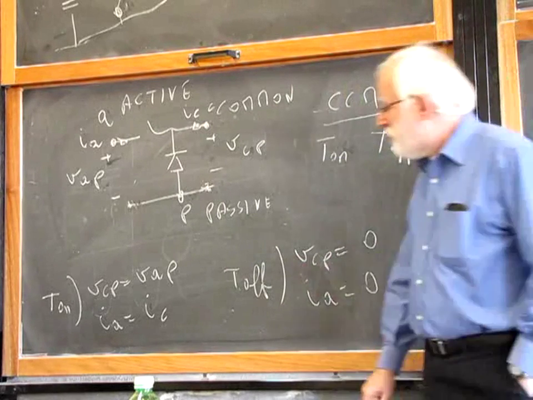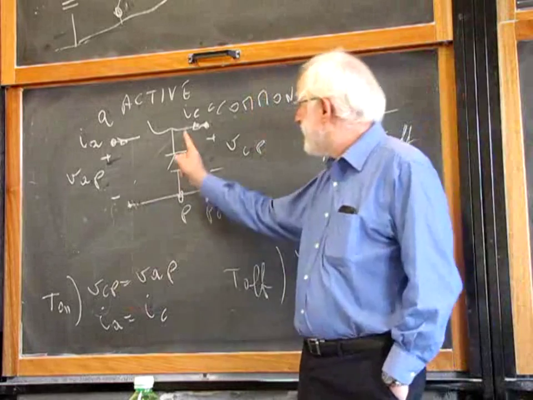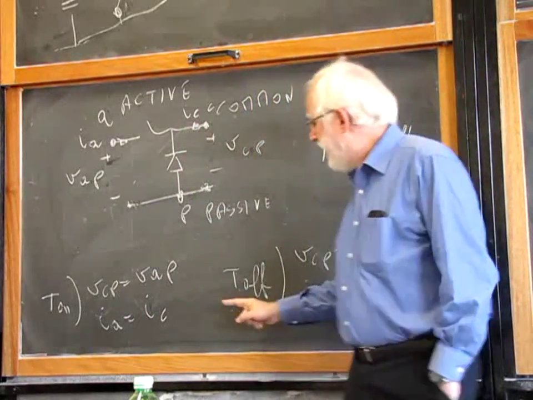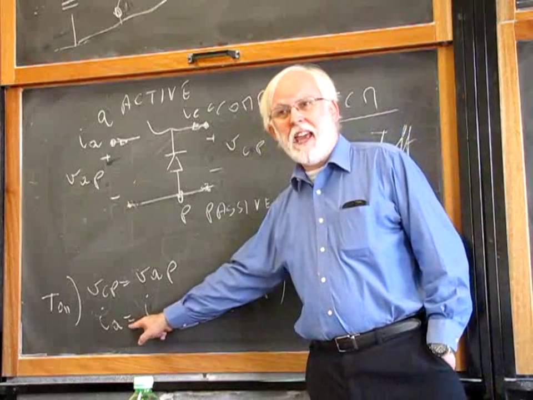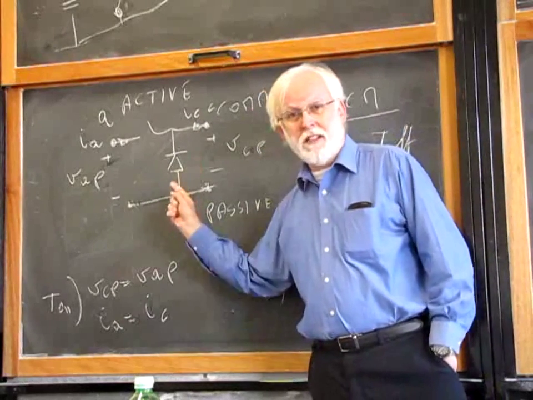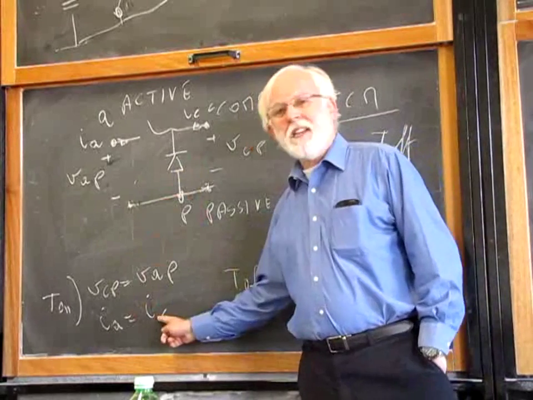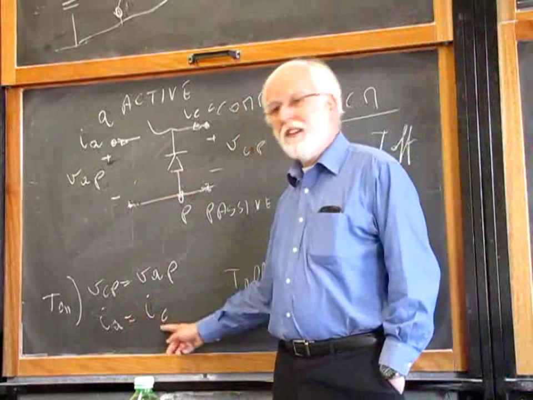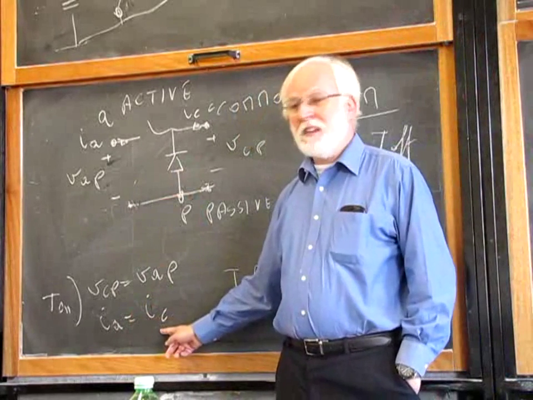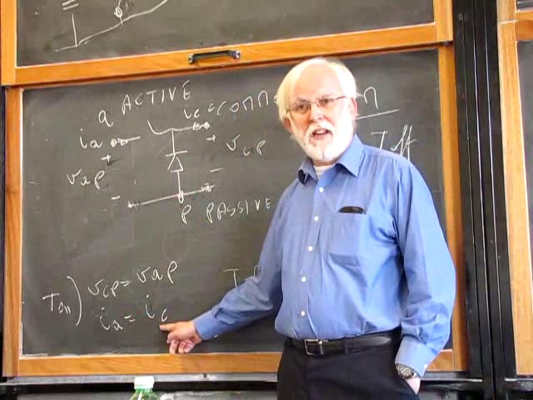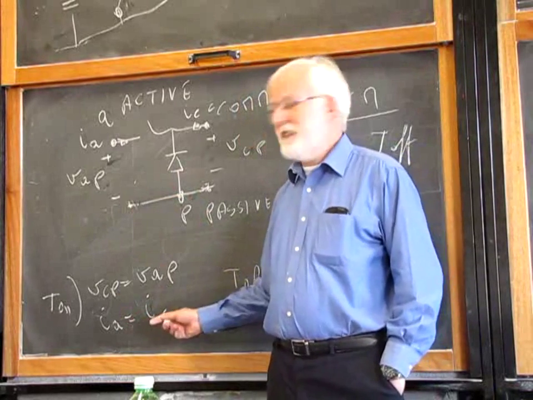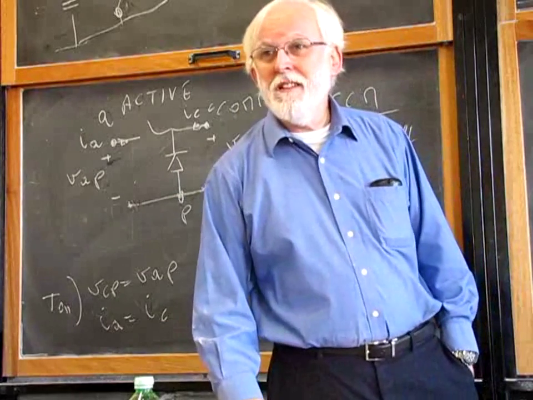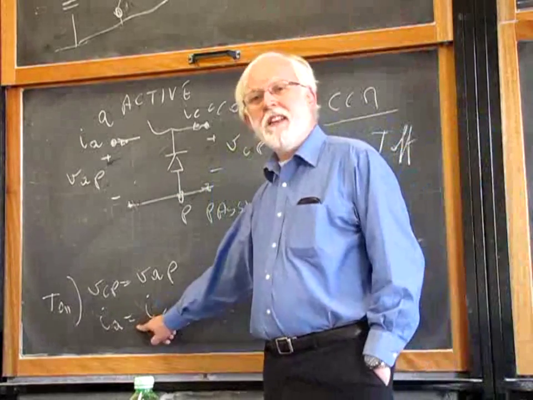Just observe that here I put on the left-hand side VCP, the quantity that goes to 0 during T off, and here I put on the left-hand side IA, because it's the quantity that goes to 0 during T off. If you write IC equals IA, for a mathematician it's okay, for an engineer it's not okay, because this is not an equality expression, this is an assignment expression. It says that IA takes the value of IC. It's like in any programming language. In C, you write this with an equal, not a double equal.